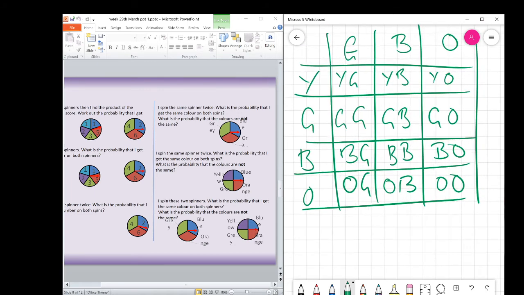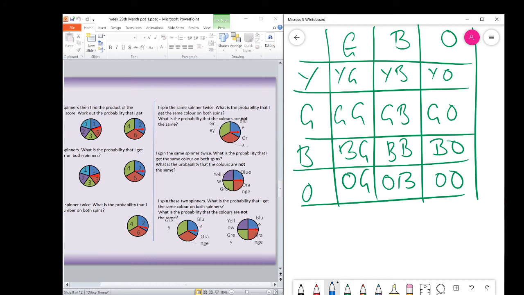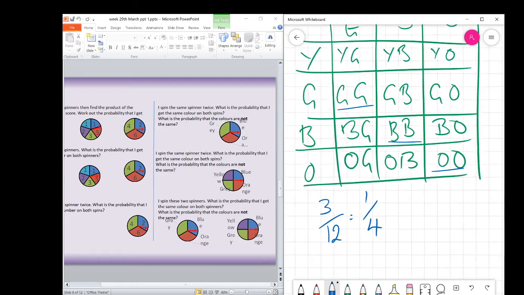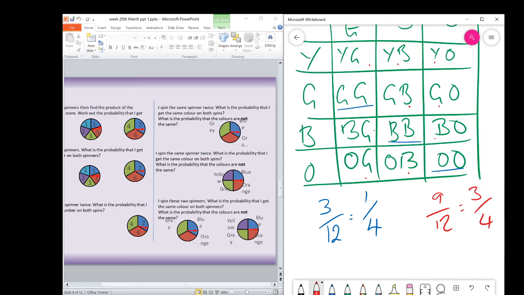So what's the probability I get the same colour? So same colour, 1, 2, 3. So it's 3 out of 12, which is the same as a quarter. And then the colours are not the same. Well, that's everything else. So 1, 2, 3, 4, 5, 6, 7, 8, 9. So that's 9 out of 12, which is equal to 3/4. And again, you'll notice they add up to 1.